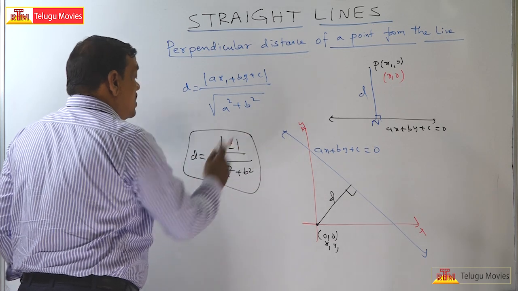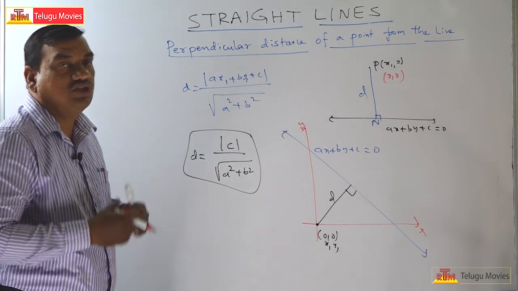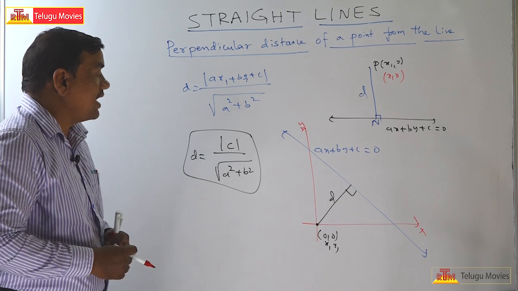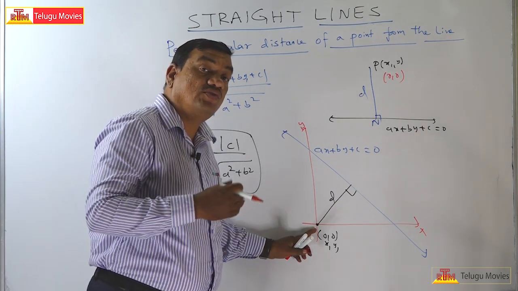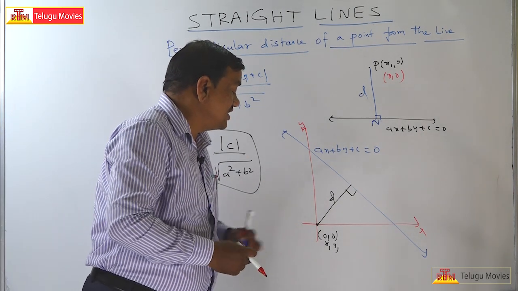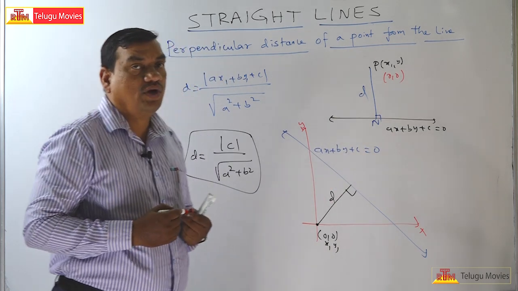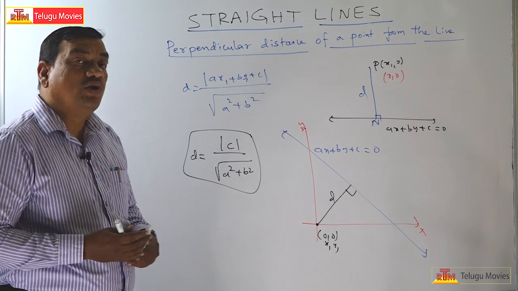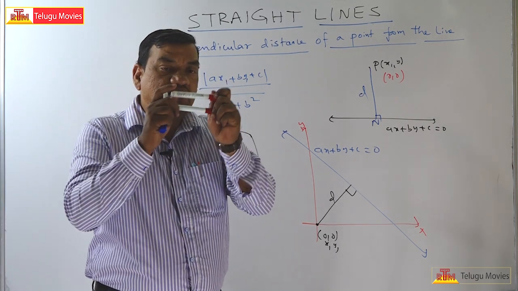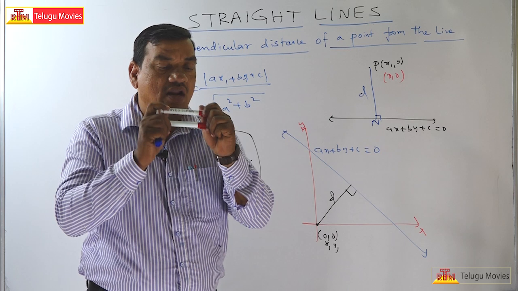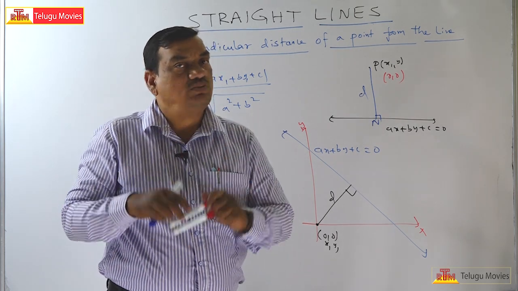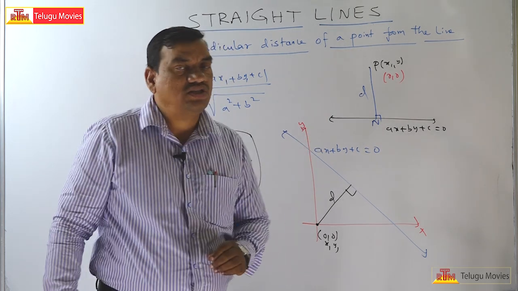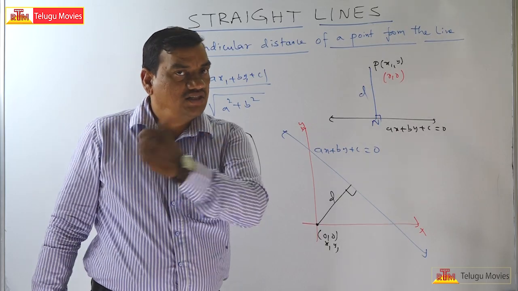So this is the short formula that we can apply whenever we want to find the perpendicular distance from the origin to the line. Okay, now, right. I hope that you understand this concept. Now we are going to see, if two lines are parallel, how to find the distance between them. For that also there is a very nice formula. Let us see that.